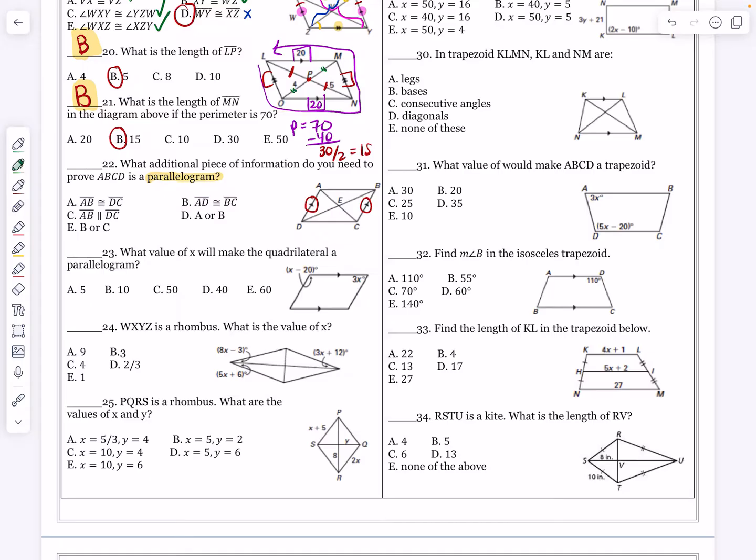Well, one of the options is that you have both sets of opposite sides congruent. So AB would also have to be parallel to DC. That would be one of my options. So which one of these says that AB is parallel to DC? I'm going to say C.